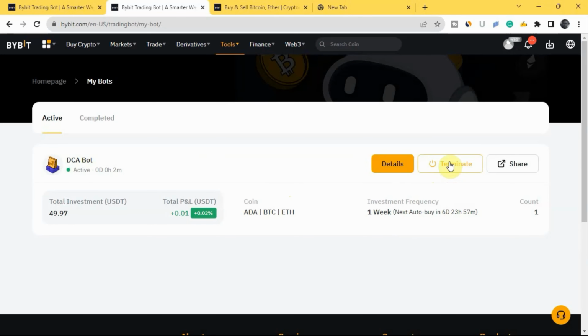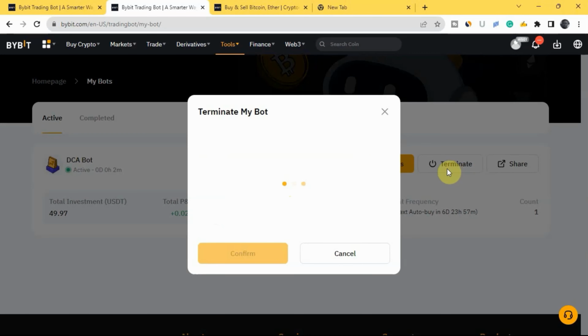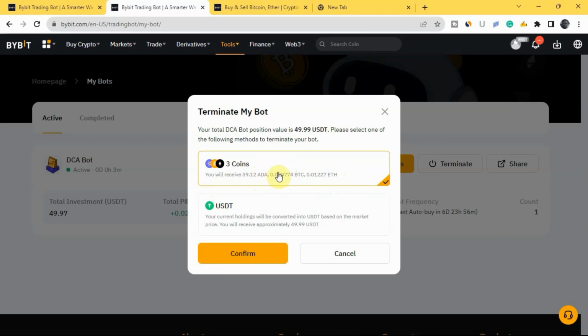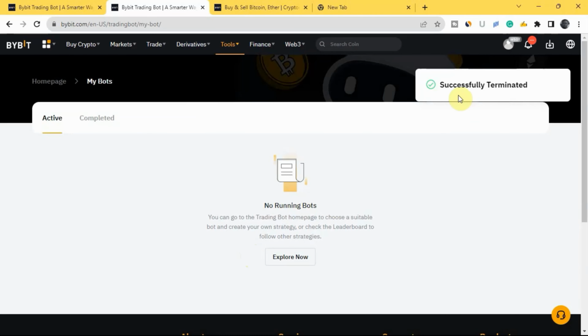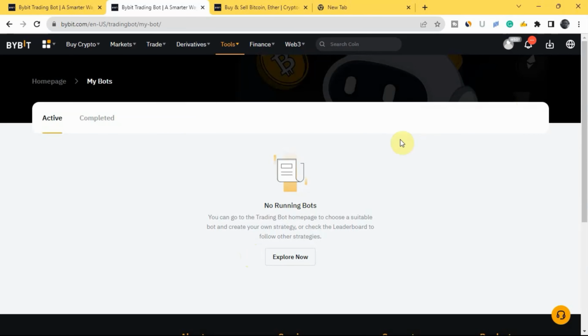So if you want to terminate your DCA bot, just come here to where you have terminate. So you can decide to withdraw the 3 cryptocurrencies you've invested in directly to your wallet, or you just convert everything to USDT and withdraw the USDT equivalent. So I'm withdrawing everything in USDT and I click on confirm right here. You can see successfully terminated. So right there, we've already successfully terminated the bot.